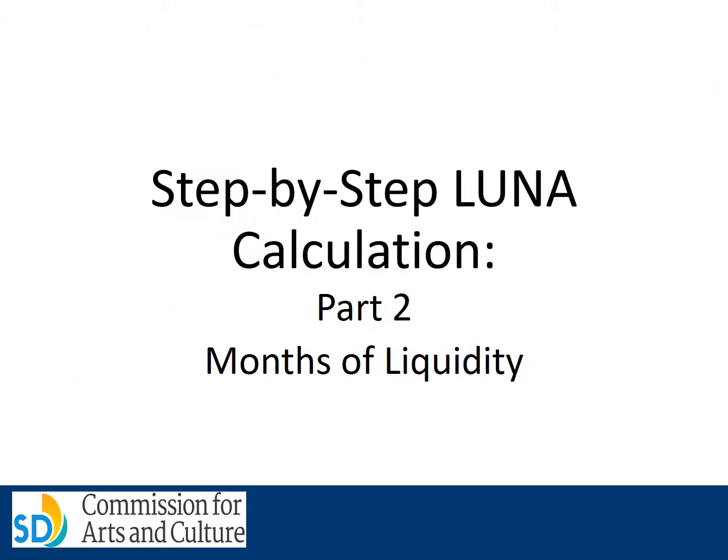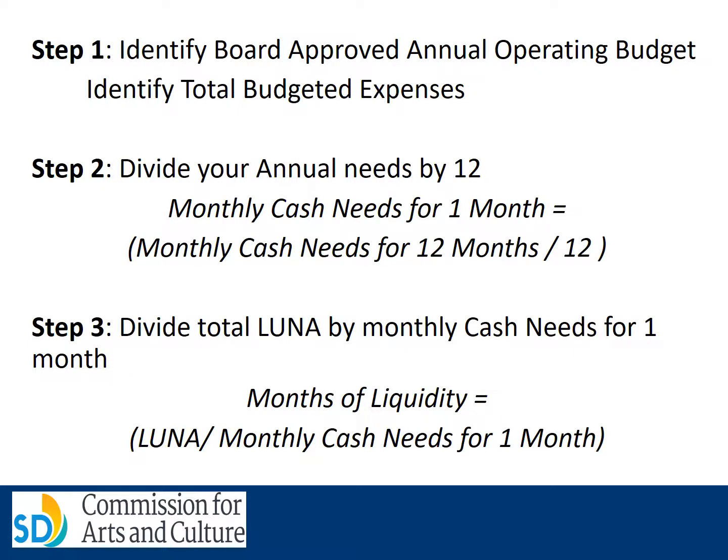Now that we have established the organization's Luna, in other words, the organization's liquid unrestricted net assets, we can move on to part 2, determining the months of Luna liquidity. Part 2 is divided into 3 steps. You'll be looking at monthly cash needs and liquidity. It is important to recognize that we are going to compare Luna at a point in time to the future cash needs of the organization. This is especially important if the organization is growing, shrinking, or has large changes in future cash needs.